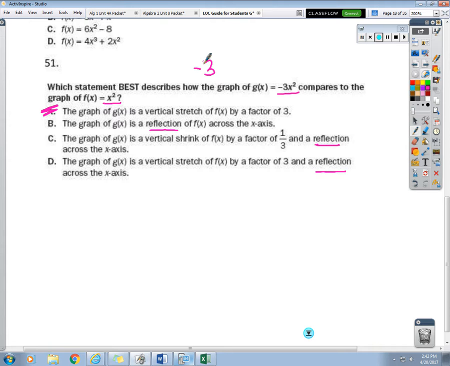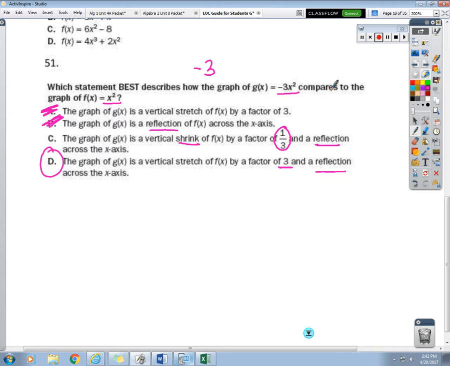What will the negative, so the negative reflects it, what does the 3 do to it? It stretches it, and look, this one says nothing about a stretch at all. This one does, but 1/3, and our factor is not 1/3. And plus it says shrink, and that's not even the right number. And then D says factor of 3, which is what it is.